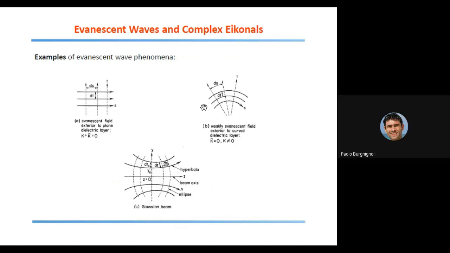But also you can have a weakly evanescent field outside the curved dielectric layer for the same reason, and in this case you would also get some kind of radiation. But this also happens in free space when you have a Gaussian beam, which you may know is a solution of the paraxial wave equation, and which is also characterized by a locally evanescent behavior. So this has been done. We will not go into the details.